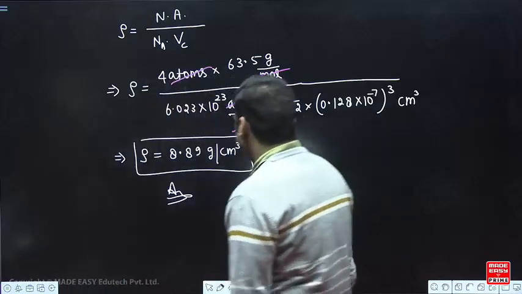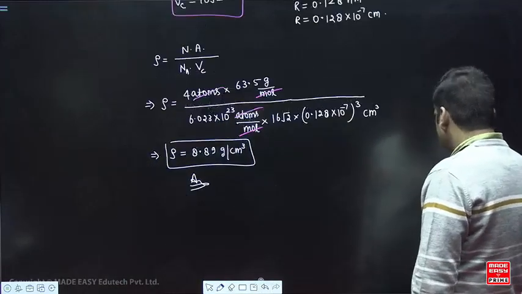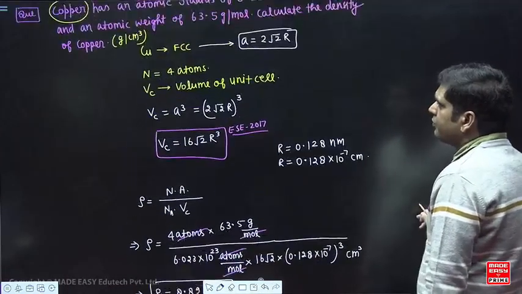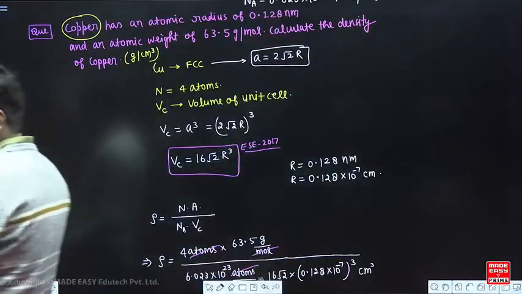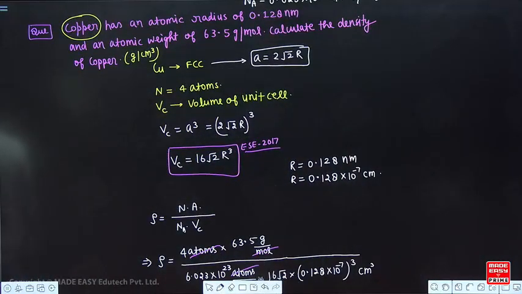Someone please write it down. This way we are going to calculate such questions. Please do it. Yes, 8.89 gram per cc.